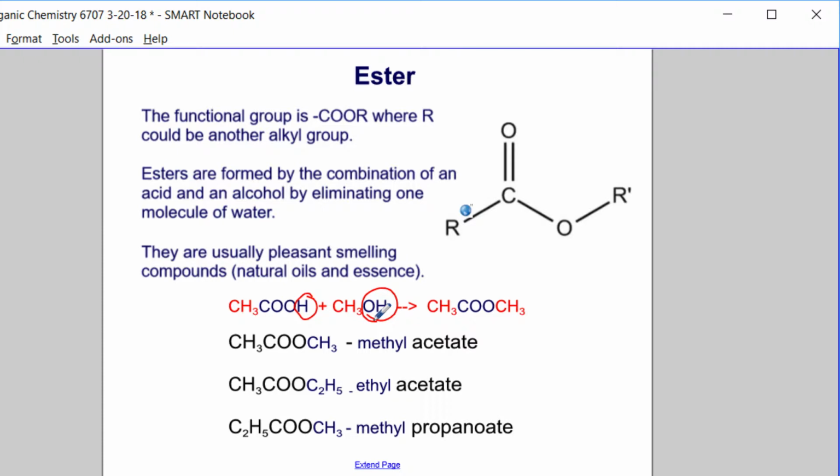And we're left then with C double bond O connecting this first CH3 and the second CH3. Okay. This is known as methyl acetate. And if I add an ethyl group at the end, it's ethyl acetate, and so on.